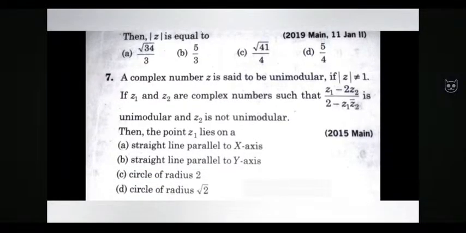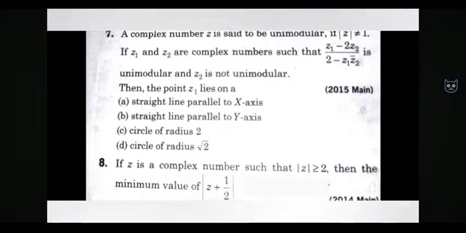Next question, a complex number z is said to be unimodular if mod z is equal to 1. If z1 and z2 are complex numbers such that (z1 minus 2z2) by (2 minus z1 into z2 bar) is unimodular and z2 is not unimodular, then the point z1 lies on a, so check the options A, B, C, D.